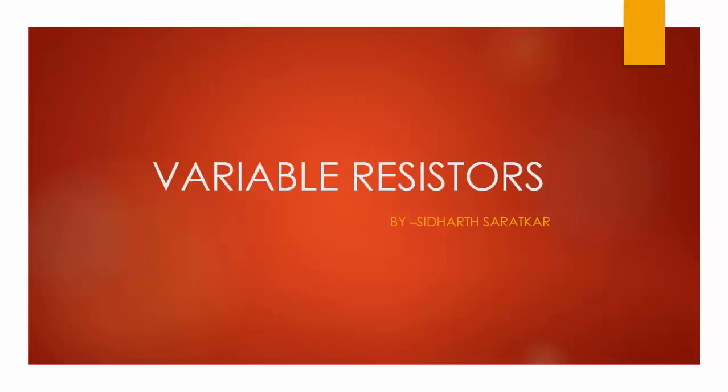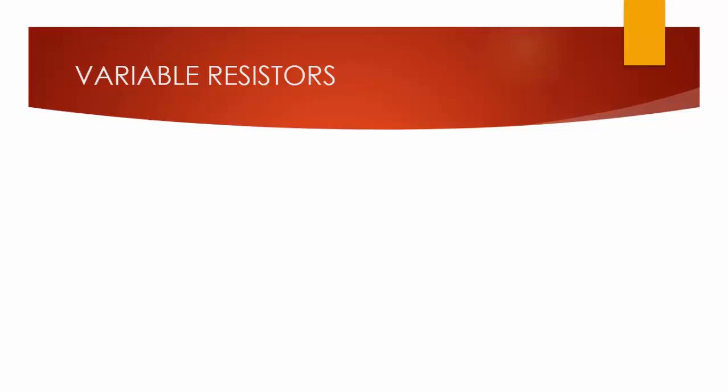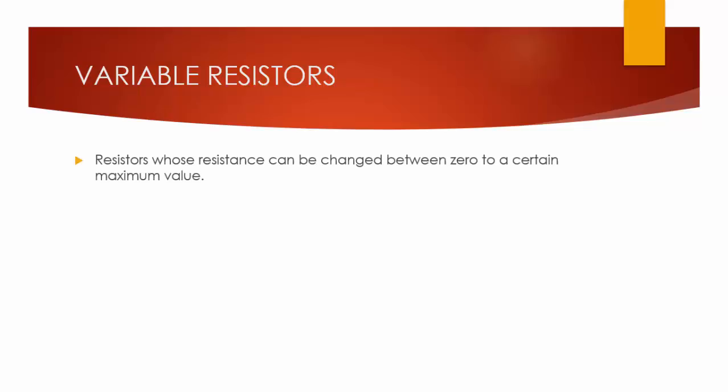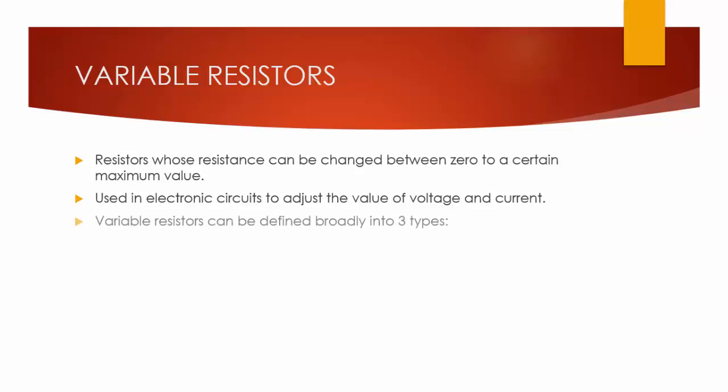Our today's topic is variable resistors. Variable resistors, as the name suggests, are resistors whose resistance can be changed between 0 and a certain maximum value. They are usually used in electronic circuits to adjust the value of voltage and current, and they are used in volume control in radios and brightness control in televisions.